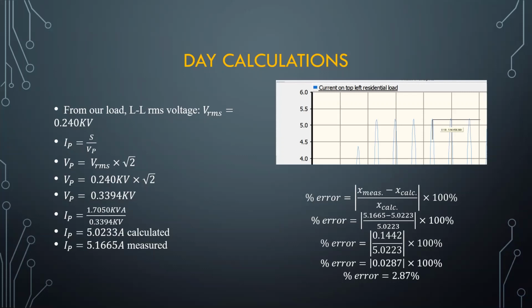So for our day calculations, you can see that we calculated the current from the values, and then we also measured it in the software, and calculating the percent error, we got 2.87.